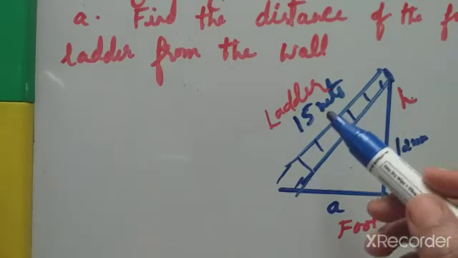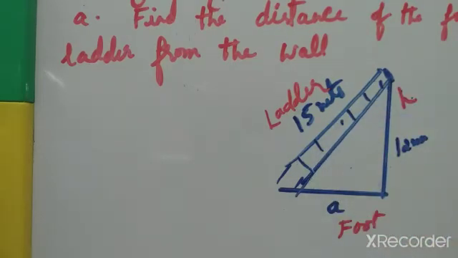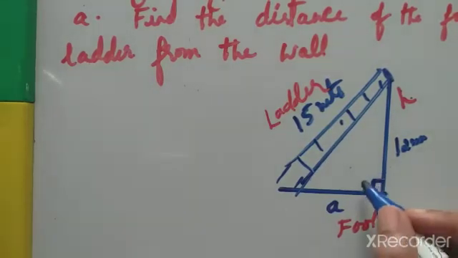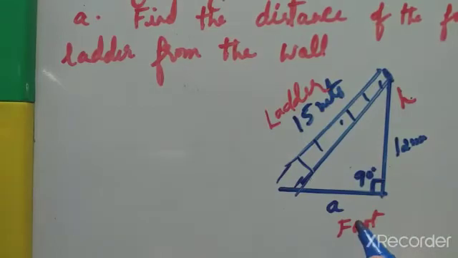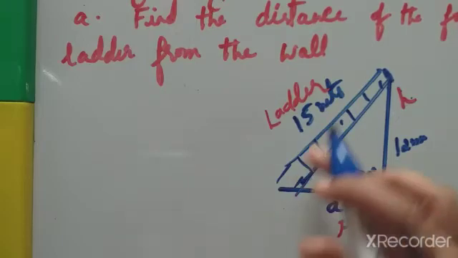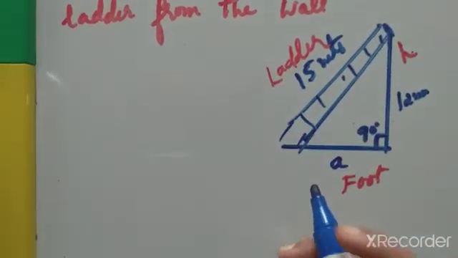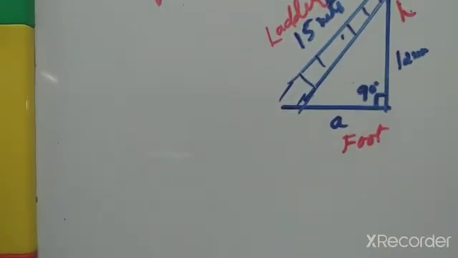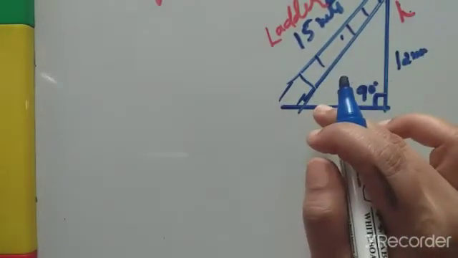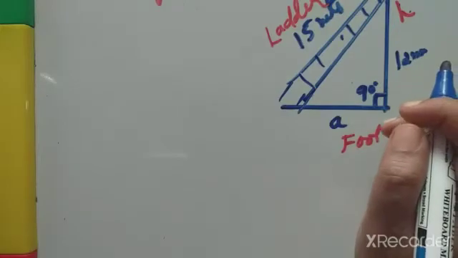Now we know the ladder here is the hypotenuse. It becomes the hypotenuse because this is 90 degree. 90 degree means it's a right angle triangle. This is 90 degree. Opposite side of 90 degrees is the hypotenuse. So this is the hypotenuse, so 15 square. What is the Pythagoras formula? Square on the hypotenuse is equal to sum of the square of other two sides.